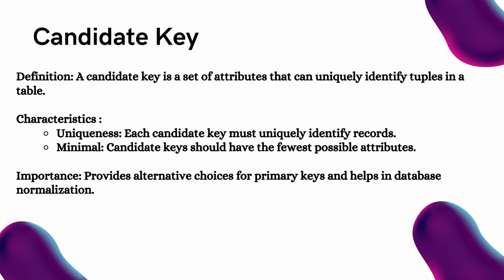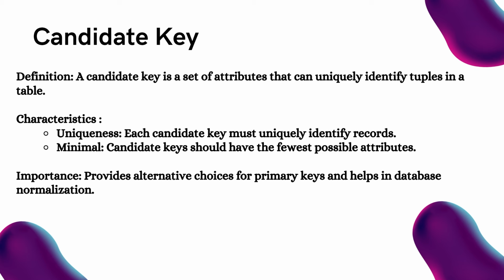In the case where you can have a unique key using 3 columns, 4 columns, it is best to find a key which can have just one value which is unique, like employee ID. We don't want to go with multiple keys. So that is the characteristic. Candidate key should have the fewest possible attributes.